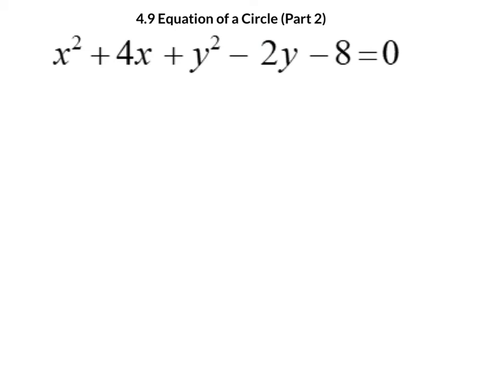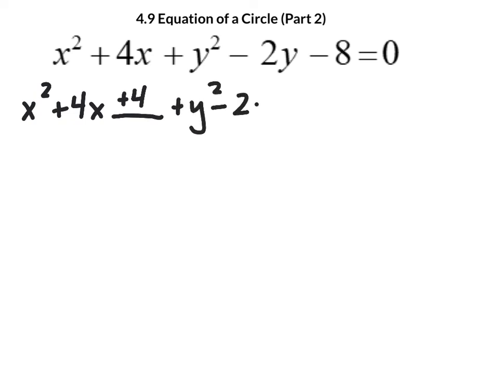All right, let's do it. So I need to complete this square. Half of 4 is 2. 2 squared is 4. I need to complete this square. Half of negative 2 is negative 1. Negative 1 squared is 1. I'm going to move the 8 to the other side. And I made a 4, and I made a 1.